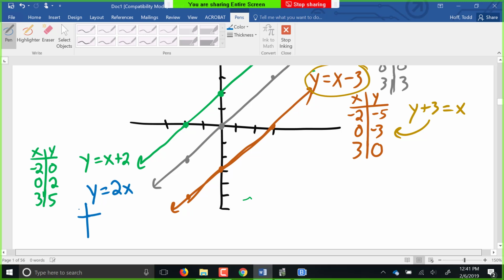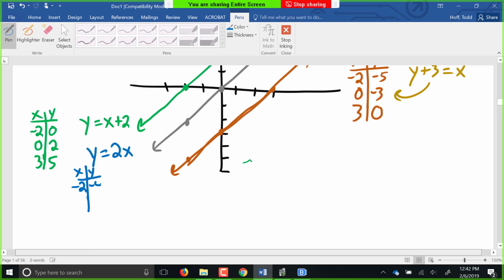Well, let's look at our table, x and y. If x is negative 2, what would y have to be? Negative 4. If x is 0, y would have to be 0. And if x is positive 3, y would have to be 6. So we've got negative 2, negative 4 is going to be somewhere in here. 0, 0, and 3, 6.